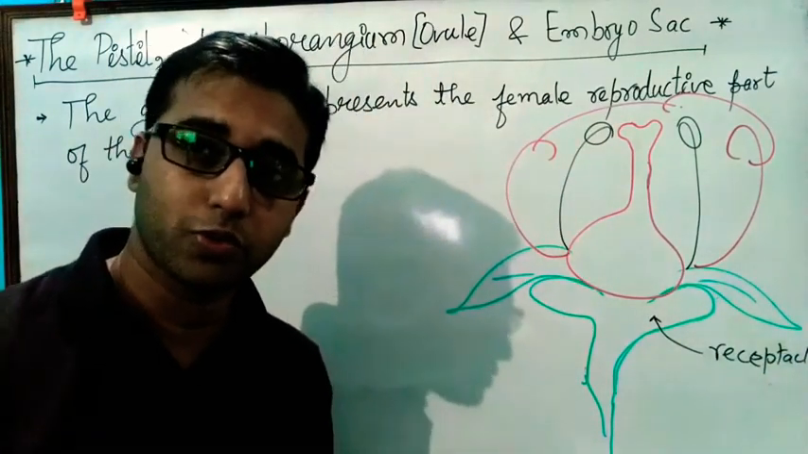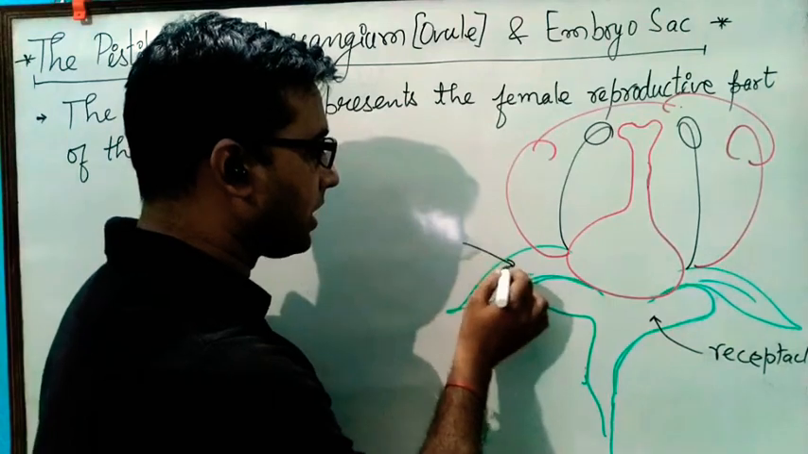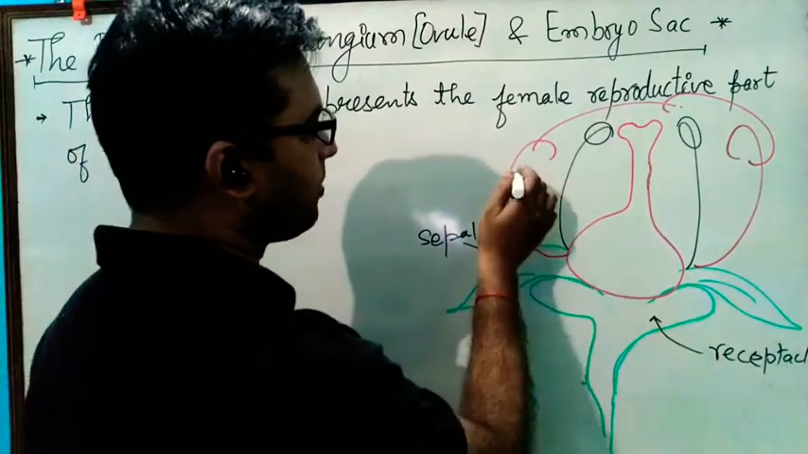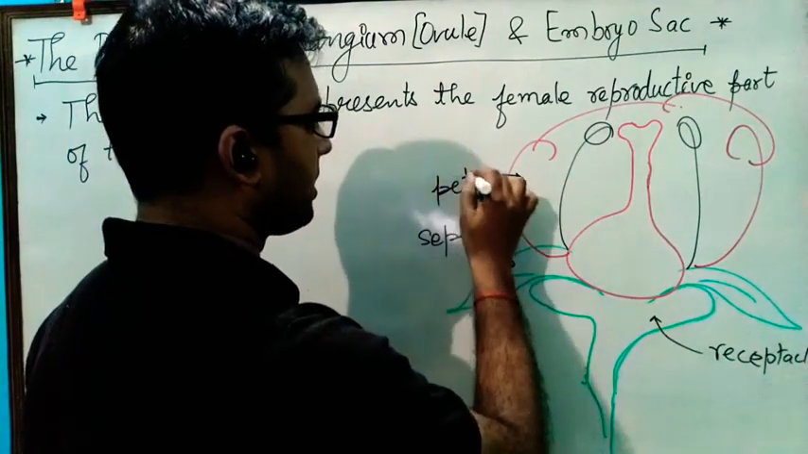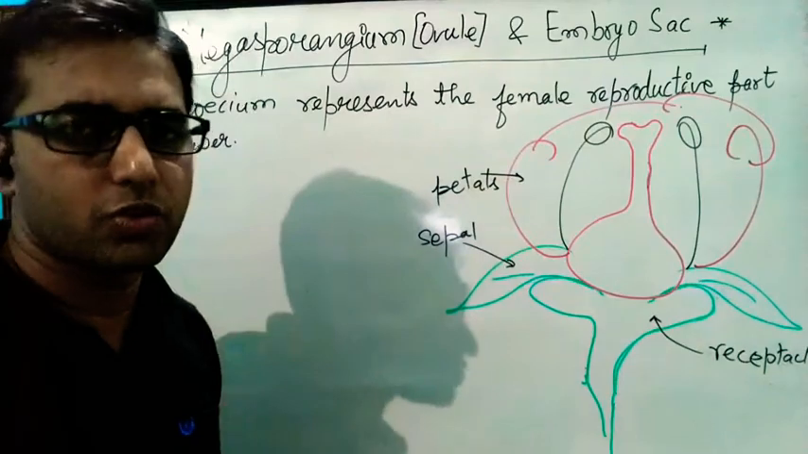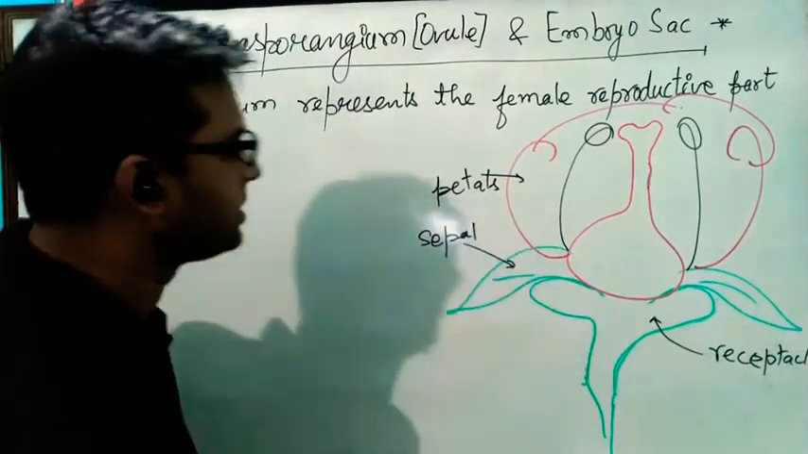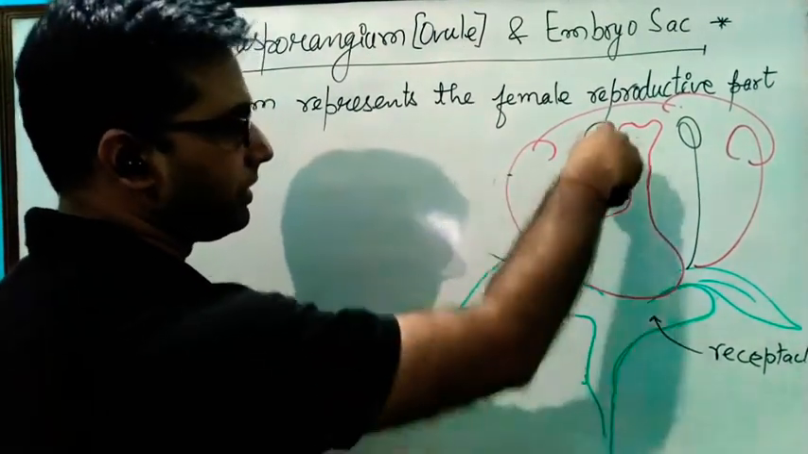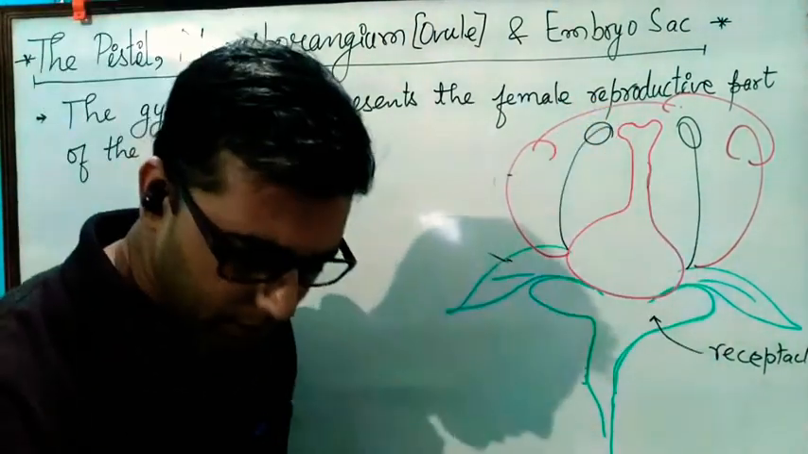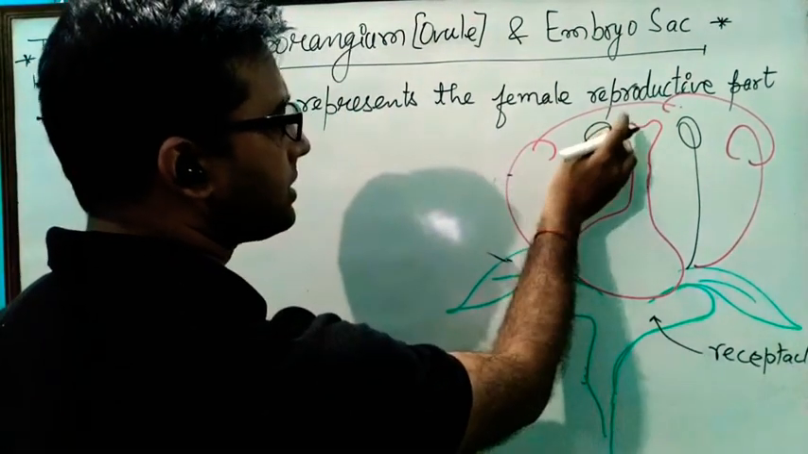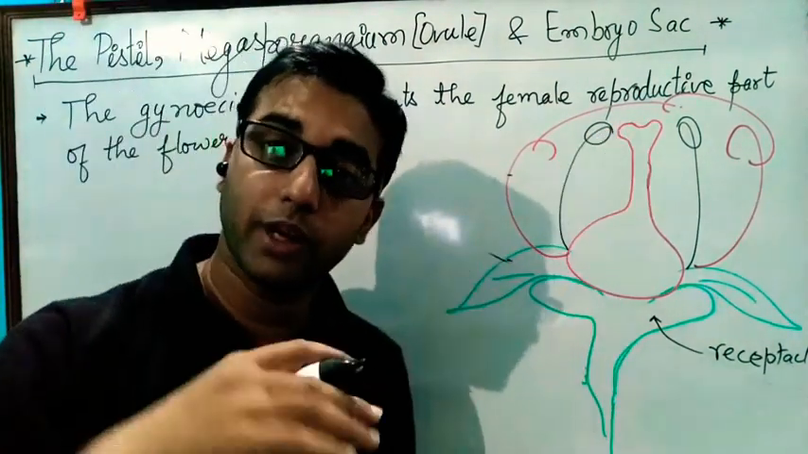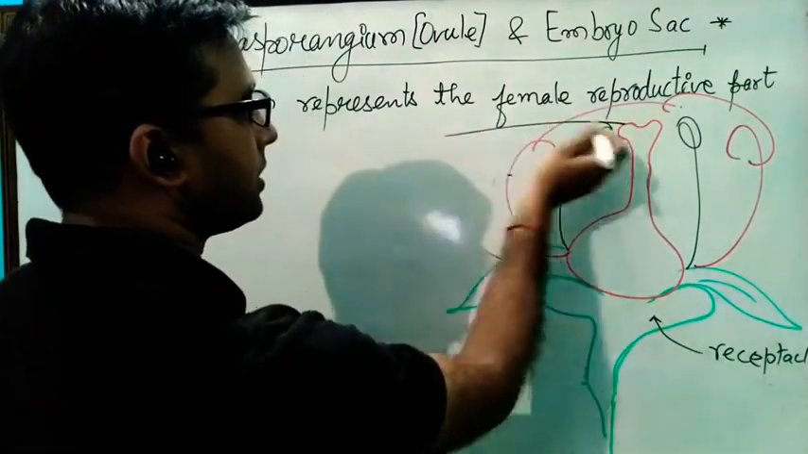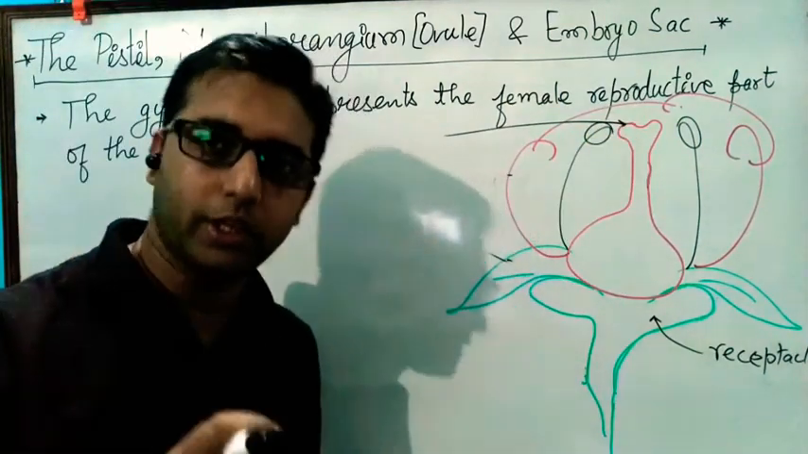Again, what is a flower? A flower is the modification of a shoot. The green parts are the sepals. The colorful parts are the petals. These are non-essential parts. Now, the filament and the lobed structure, the anther, together form the male reproductive part, the stamen. This is not the topic we are going to study in this video.